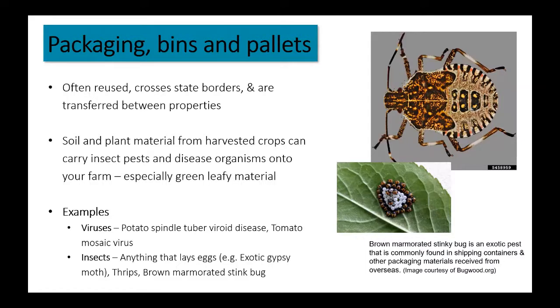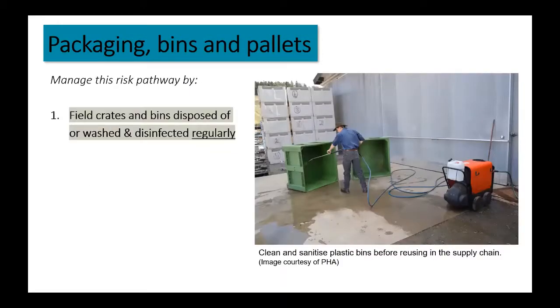And some examples here include insects. So a lot of things that lay eggs on leaves or on packaging material can be spread through this pathway. Thrips are a really small pest that can go kind of unnoticed and hide in crevices, and viruses as well, because they're highly contagious through contact. So to manage this pathway, any cardboard or other packaging material that can't be reused should not be reused, basically, because you're not able to clean it properly.